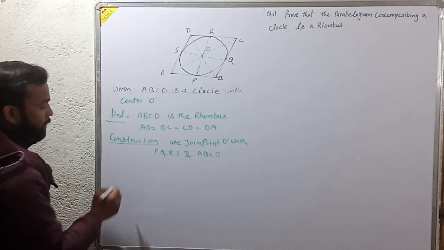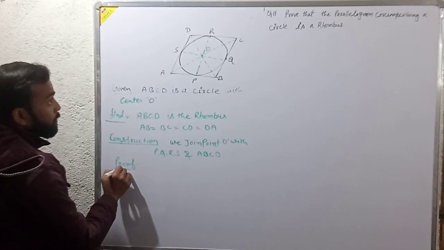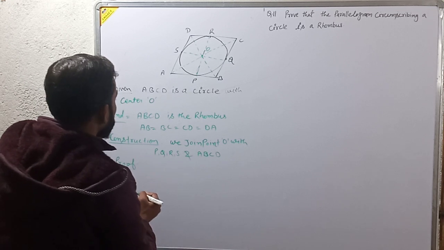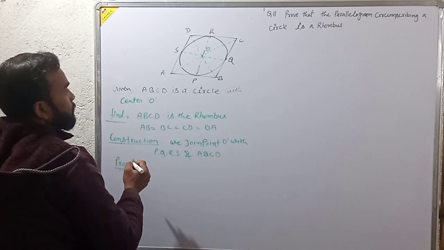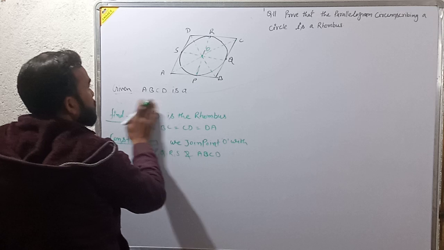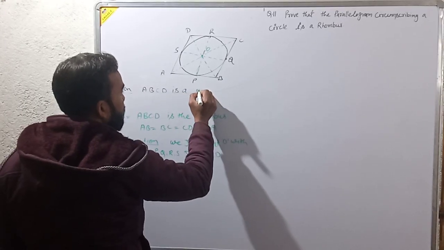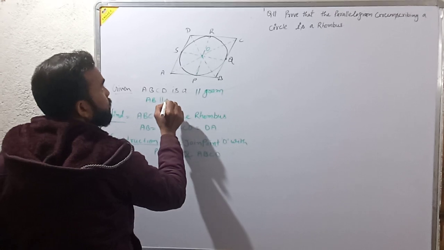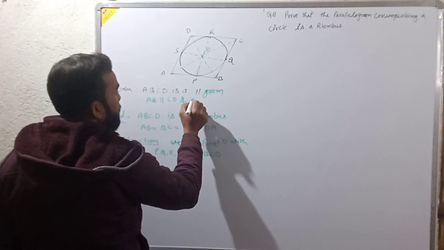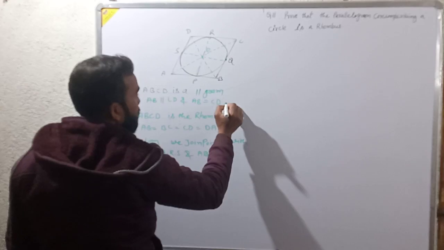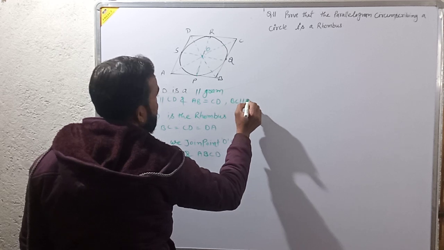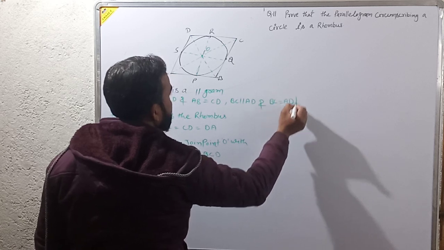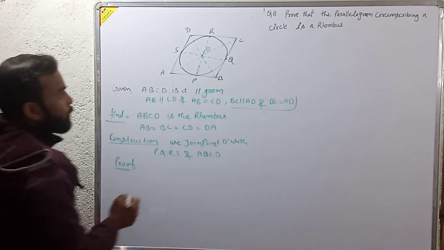Proof. ABCD is a parallelogram in which AB is parallel to CD and AB equals CD, BC is parallel to AD and BC is equal to AD. It is given. Clear?